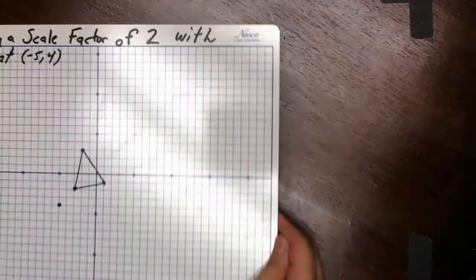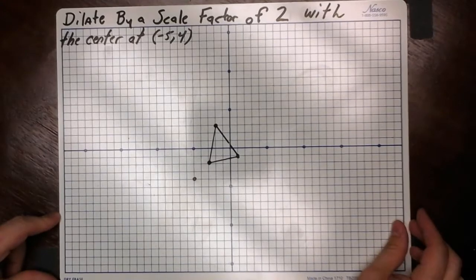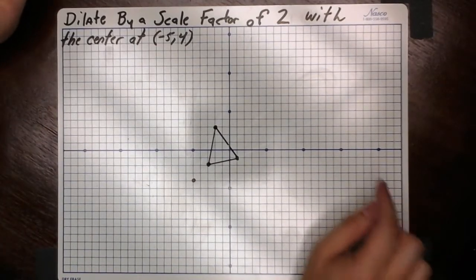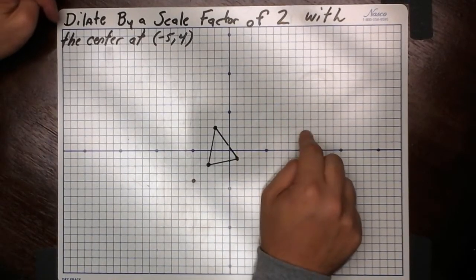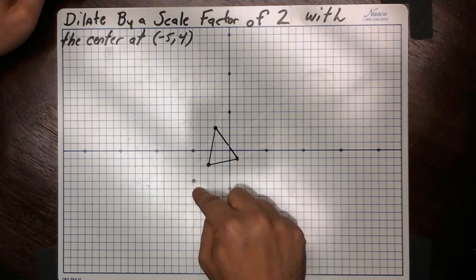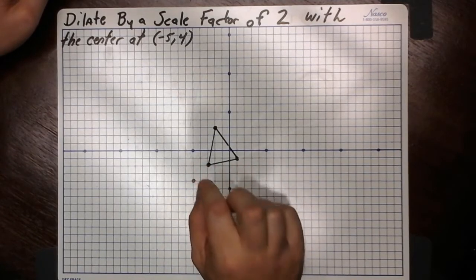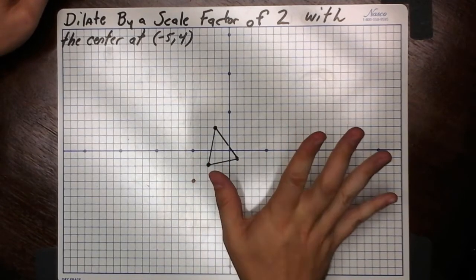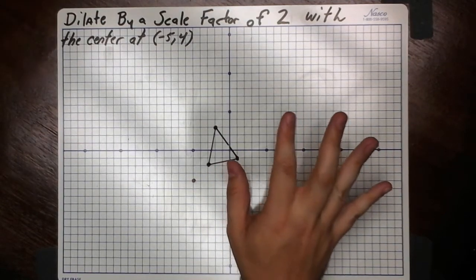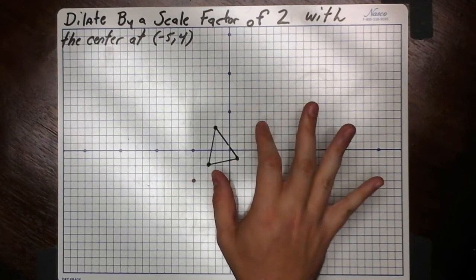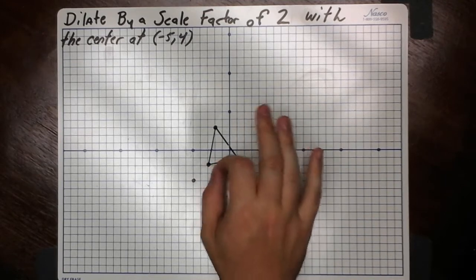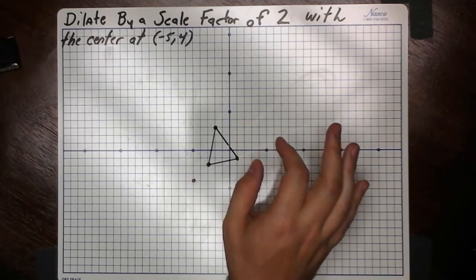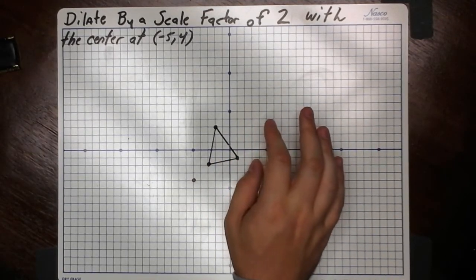So here's the first example. We're going to dilate by a factor of 2 with the center at -5, 4. So let's talk about what's going to happen here before I start this problem. So for starters, it's going to double in size. It's going to get larger, right?